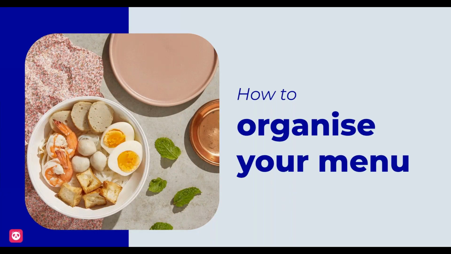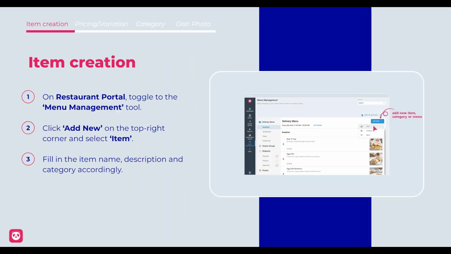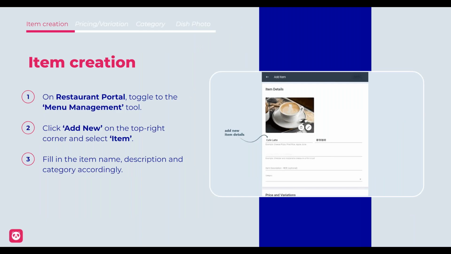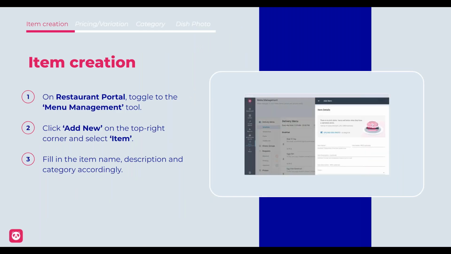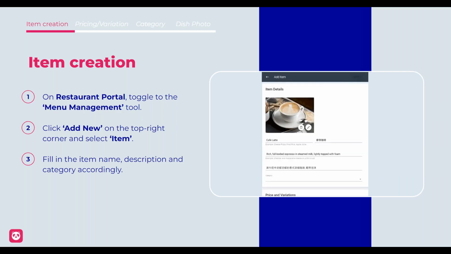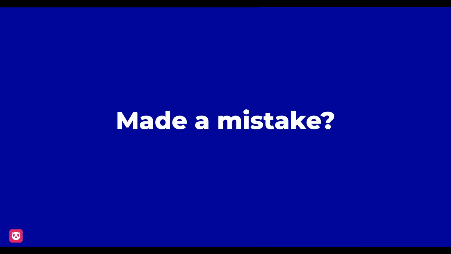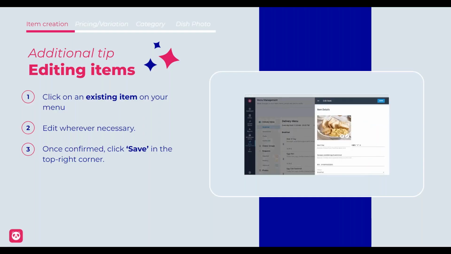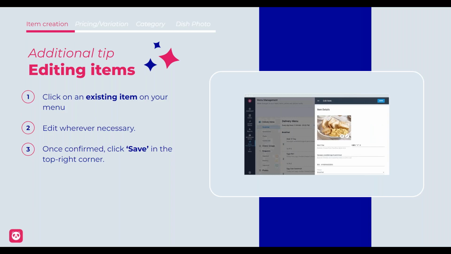So how to organize your menu? In menu management, you may organize your menu by item description, category, pricing, and variation. For item creation, first go to Restaurant Portal, toggle to the Menu Management tool, click Add New on the top right corner, and select Item. Fill in the item name, description, and category accordingly. If you've made a mistake, don't worry about it. You may click on an existing item on your menu and edit it wherever necessary. Once you've confirmed, you may click Save in the top right corner.